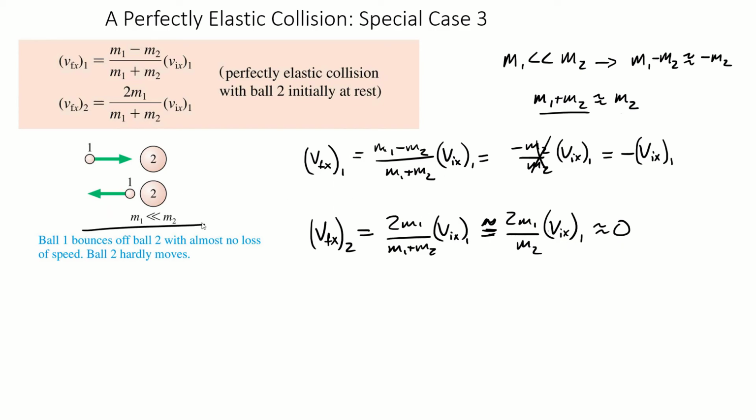And we've predicted what we expect to happen in this simple limiting case. I throw a ping pong ball at a bowling ball. The ping pong ball bounces back with the same speed I threw it, and the bowling ball doesn't move. And that's what we've derived as well.